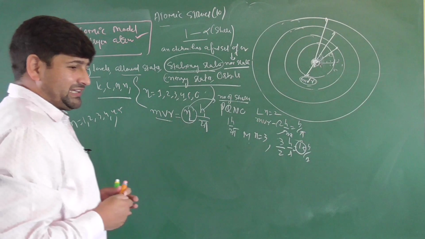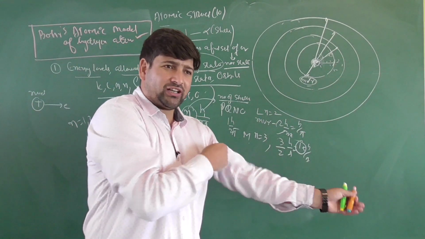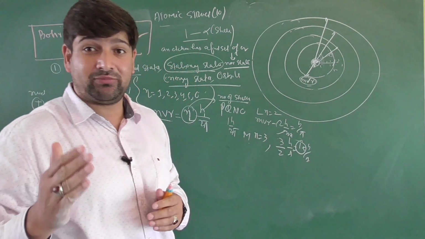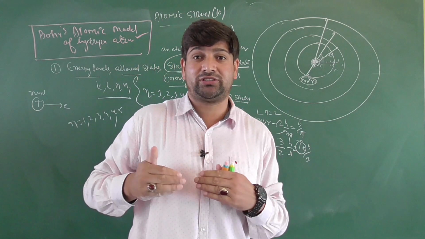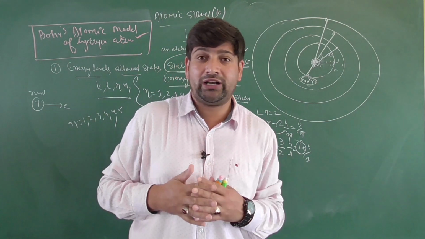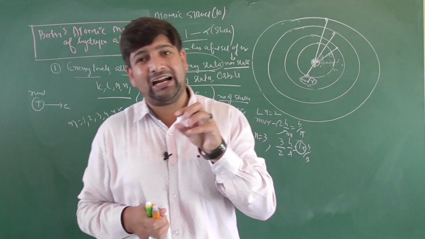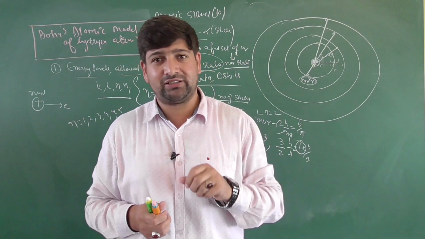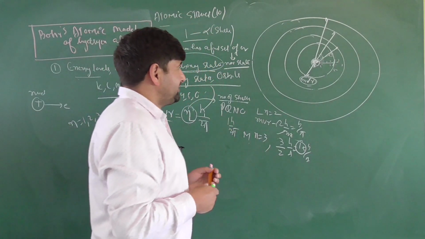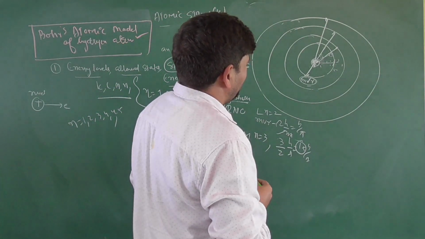Now, sir, does it mean that we cannot give energy and we cannot excite the electron, because you told us last time there is some ground state and there is some excited state? What did I mention? Ground state is the most stable state of that particular electron where it is present. So, sir, can we excite electrons from an energy level?